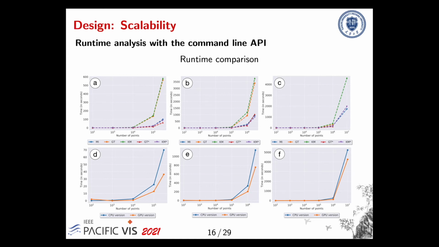The second row shows the GPU runtime in comparison with CPU runtime for Mapper Interactive. The blue line is CPU runtime and the orange line is GPU runtime. There is a roughly 2 times speedup of GPU implementation, in comparison with the CPU implementation.